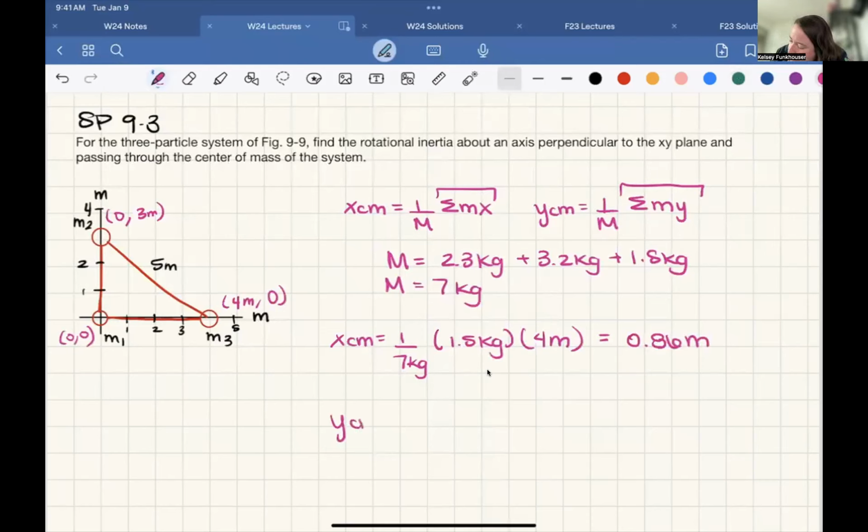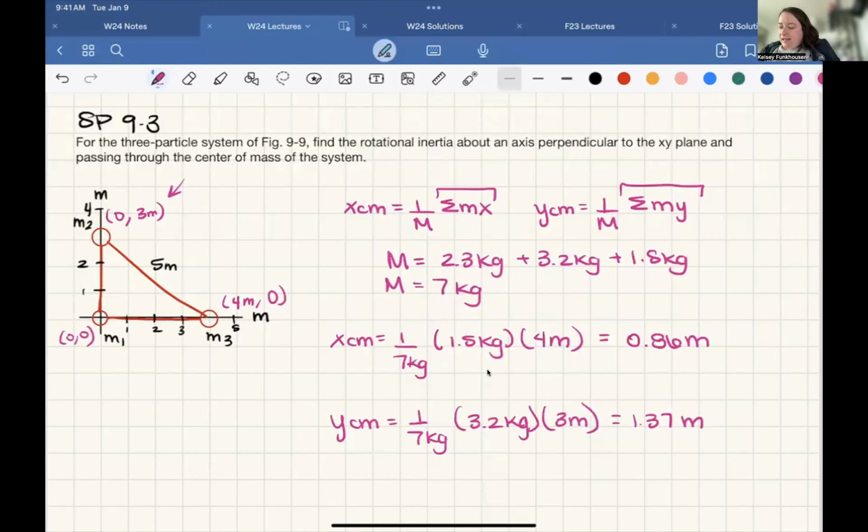Let's do the Y position. Again, 1 over 7 kilograms. And this time it's only mass 2. Mass 2 is 3.2 kilograms times 3 meters. And this is 1.37 meters. So those are the positions of our center of mass.